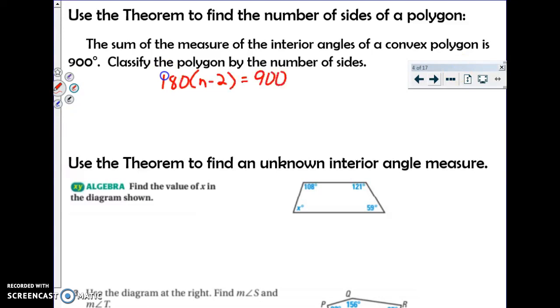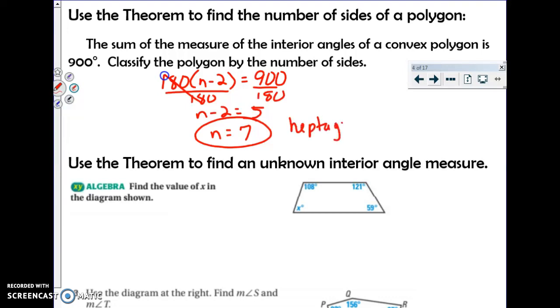and we're told it totals to 900 degrees. So I'm going to go ahead and divide out 180. And that's going to be 5. So that means that this must be a polygon with 7 sides, which is called a heptagon. If you remember all your names, I made you do that earlier.